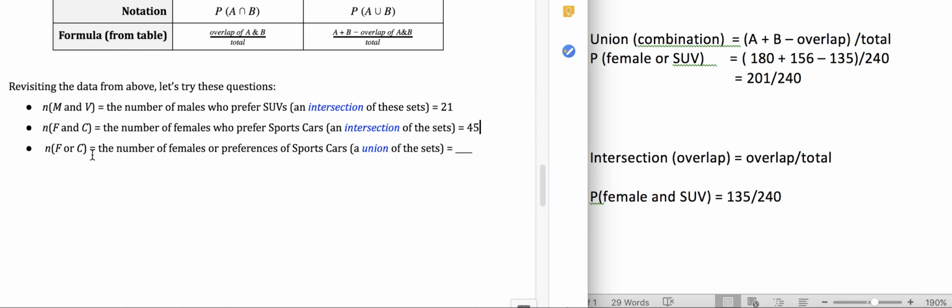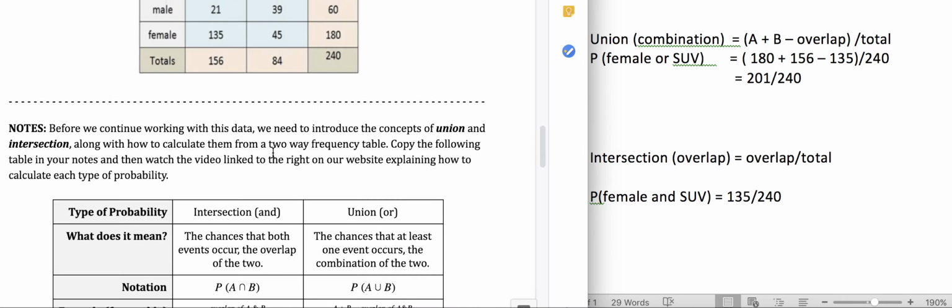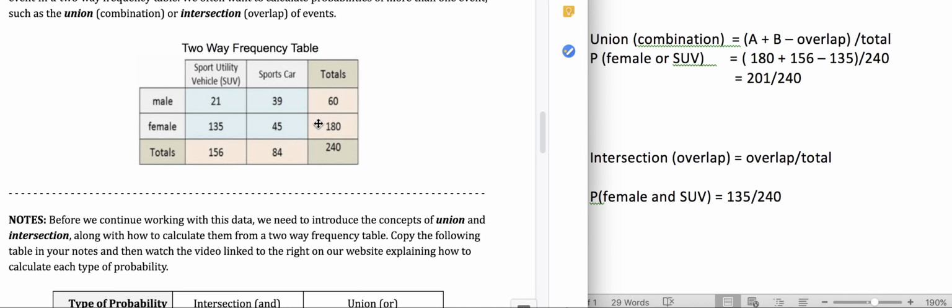And then F or C, that is females or preferring a sports car. Again, that's a union of sets. So it's the same idea. I want to do A plus B minus the overlap. I'm just not going to have it in a fraction with the total. So female or preferring a sports car. Female, I've got 180 females. Preferring a sports car, we have 84.